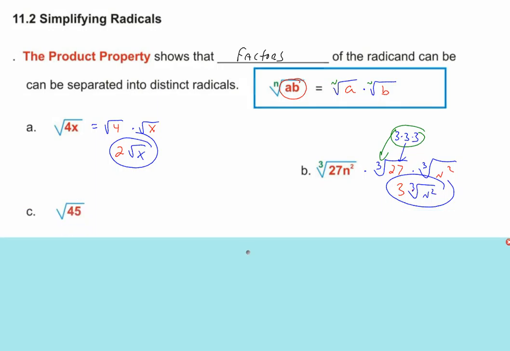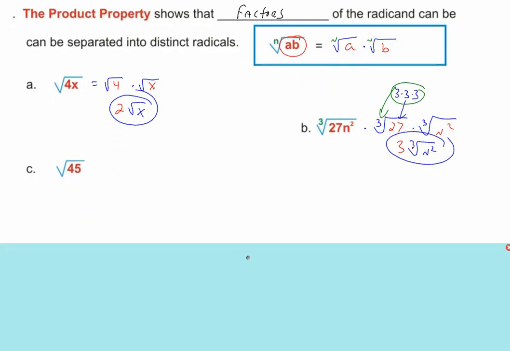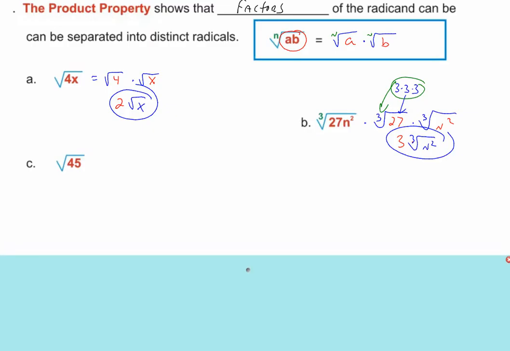All right, but that's the simplified form. That's an exact answer. Now on C, we have just a number. Go ahead and take your calculators, punch in the square root of 45. It's going to be 6 point something.